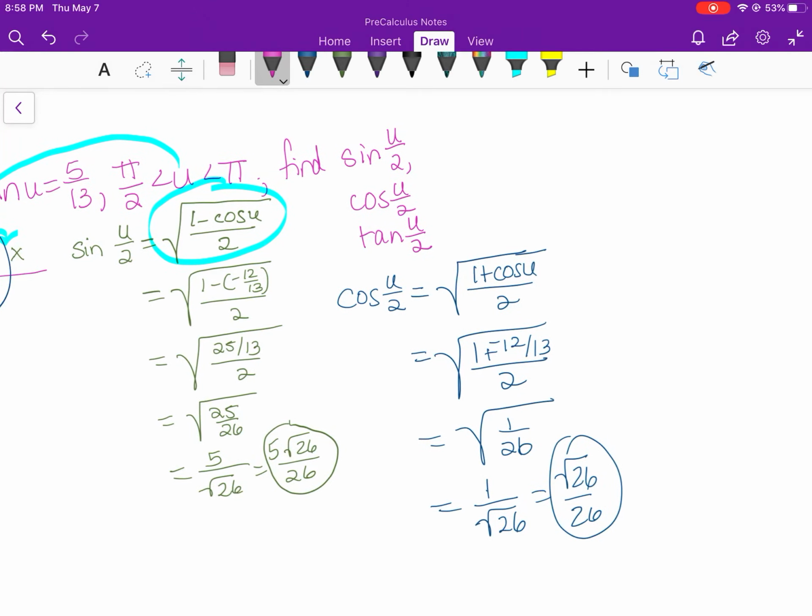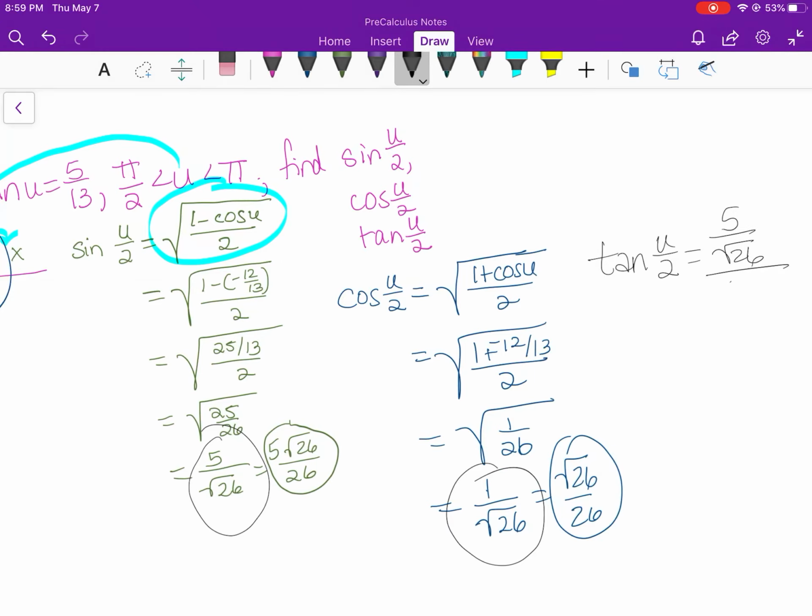For my tangent, I'm just going to ignore the formulas altogether, and I'm going to take my sine divided by my cosine. And I get 5.